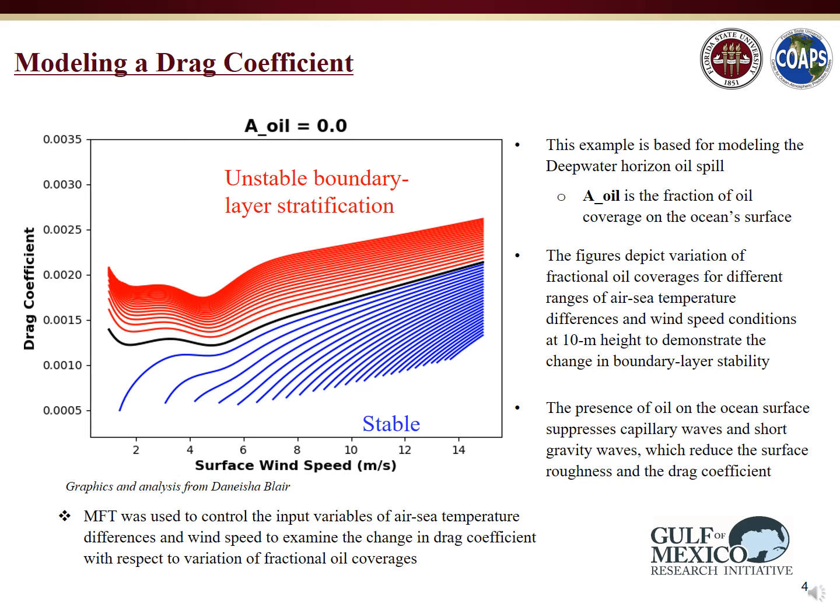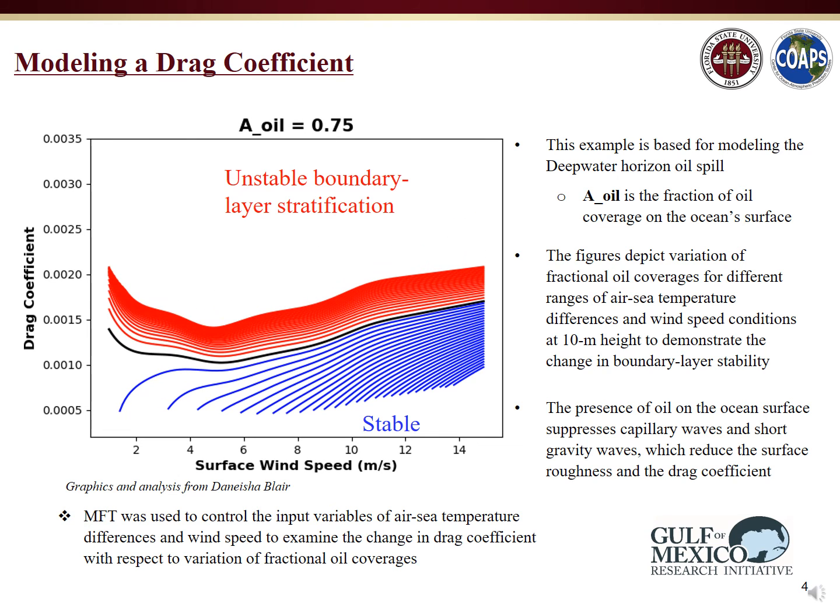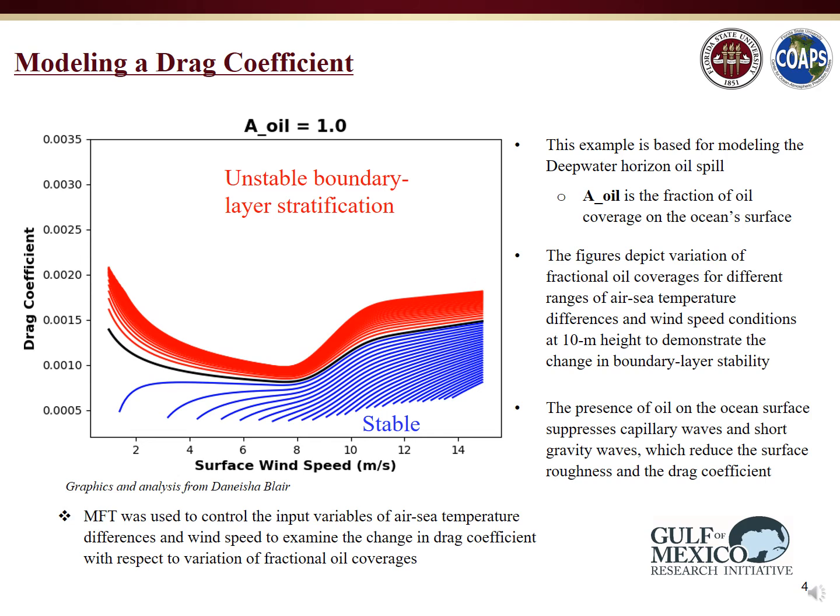Here are some examples from my research where I used the MFT to compute the drag coefficient with respect to variation of fractional oil coverage while controlling the input variables of air-sea temperature differences and wind speed. A_oil is the fraction of oil coverage on the ocean surface, and the figure shows that the presence of oil on the ocean damps the capillary waves and the short gravity waves, which reduces the drag coefficient, which in turn impacts the surface ocean current.